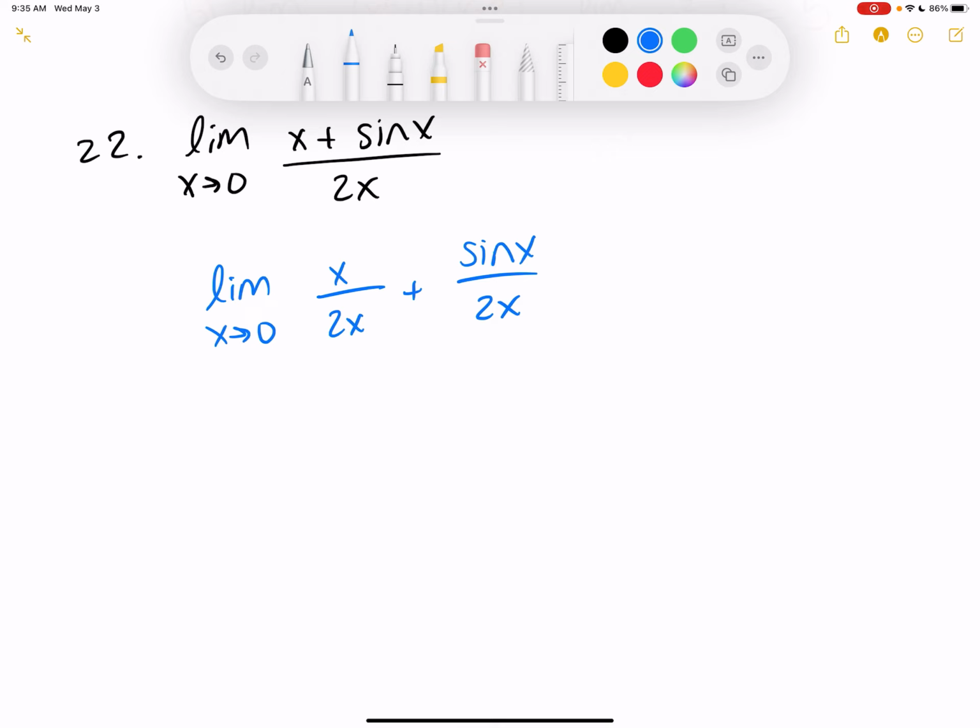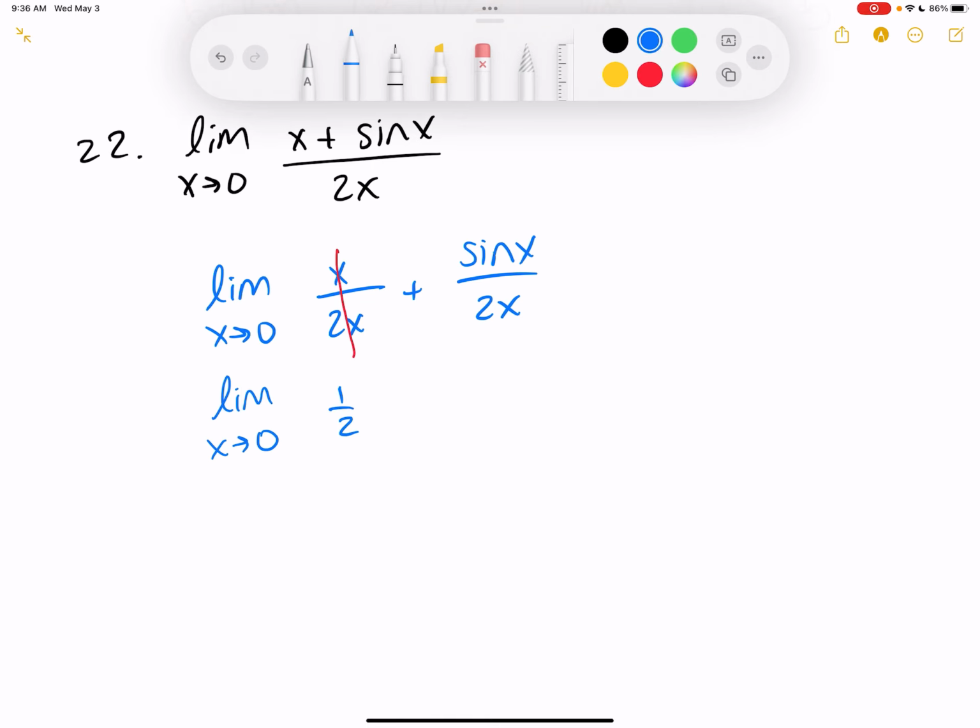Before I put the limit on both, because obviously there's a property that says that when two things are being added together and I'm taking the limit, I can take the limit of each added together. But ignore this. What can I do with x over 2x? Take out the 2, or divide x by 2x? Which would be what? Zero point five x? How about x over x, and get left with 1/2.